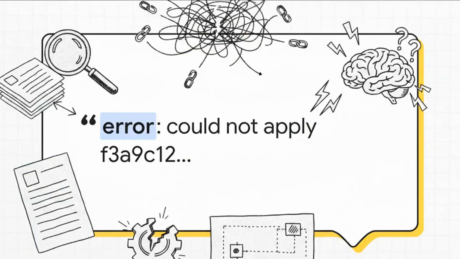Take a look at this. This is our crime scene, an actual terrifying error output from a failed rebase. Error, could not apply F3A9C12. It's intimidating, right? It's incredibly frustrating, it's confusing, and honestly, it usually leads to frantic copying and pasting into search engines, just hoping someone else out there has the magic command to fix it. But today, we're going to validate that frustration by decoding exactly what this actually means.